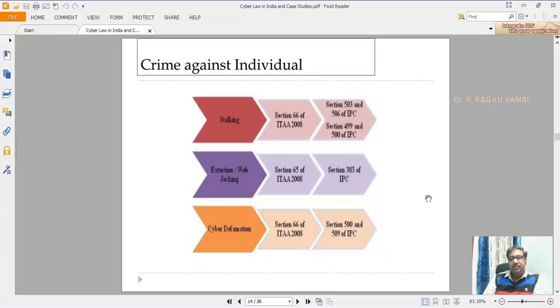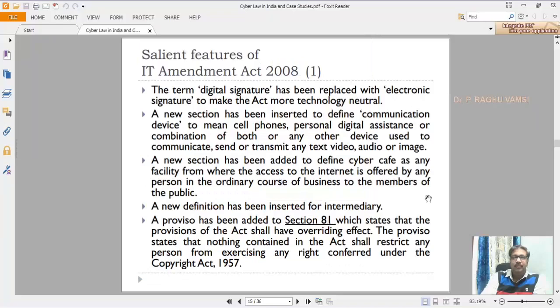Cyber defamation. Section 66 of IT Amendment Act 2008, which can be mapped to Sections 500 and 509 of IPC. These are the crimes against the individual.